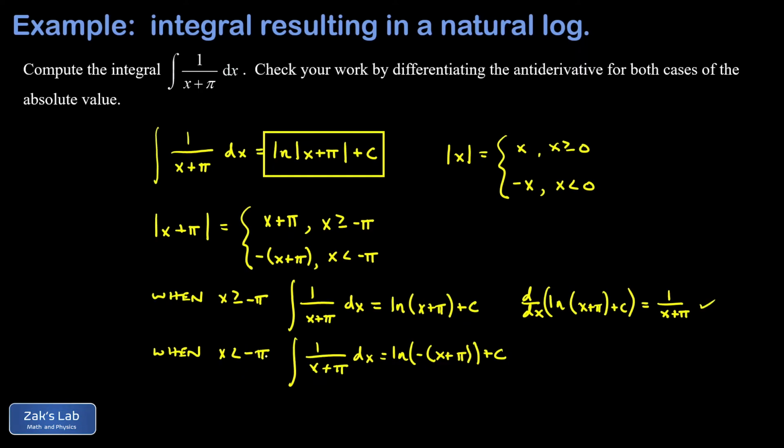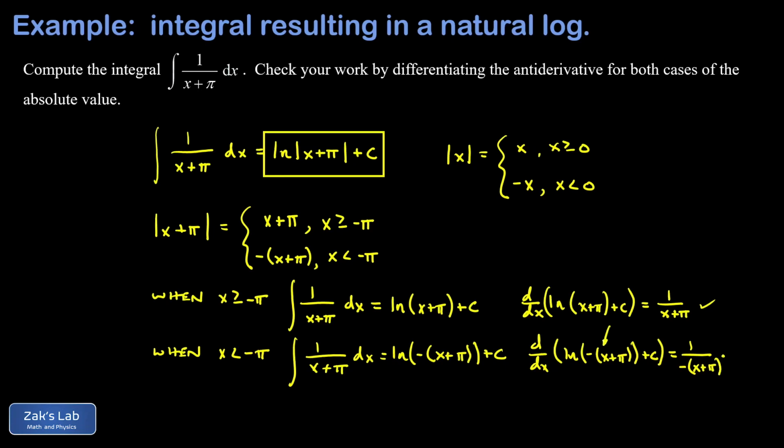Now what about the x is less than negative pi case? In that case, our natural log function is the natural log of the negative of x plus pi. Again, the derivative of the plus c vanishes. And when I get the derivative of this natural log, I get 1 over the argument of the natural log, which is the negative of x plus pi, again, multiplied by the derivative of that argument. So I'm using the chain rule here.